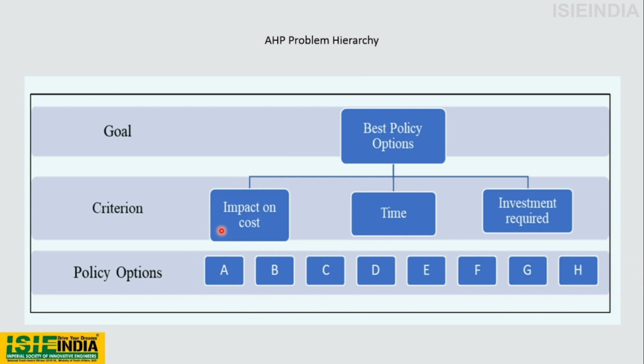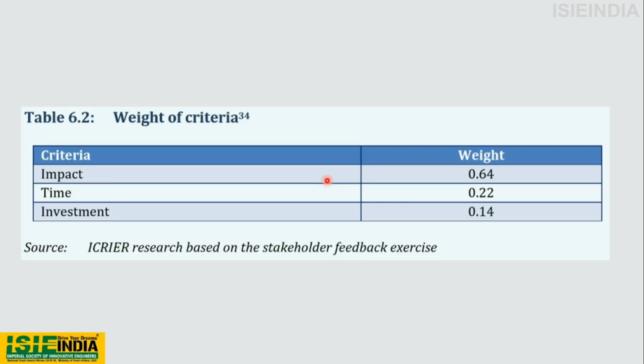Now the three major impacts on policy making are impact on cost, impact of time, and investment required. These are the criteria, whereas the goal is to have the best policy option. Now this is the flow chart that the experts follow in policy making. In this slide we can see the weightage of criteria. The criteria we discussed above were impact, time, and investment.